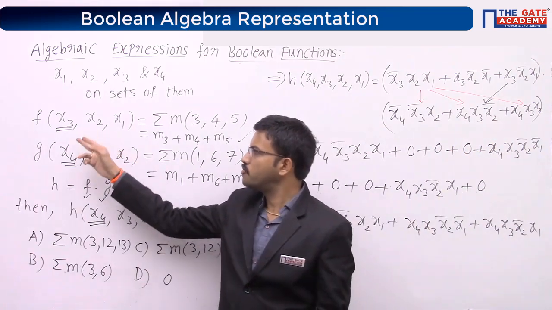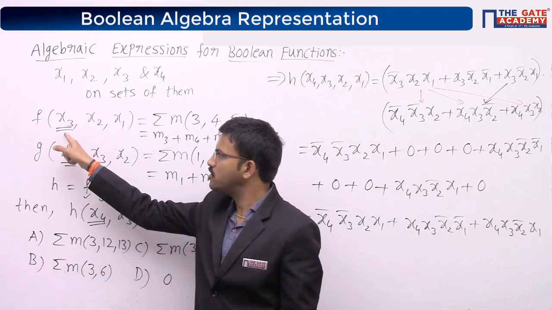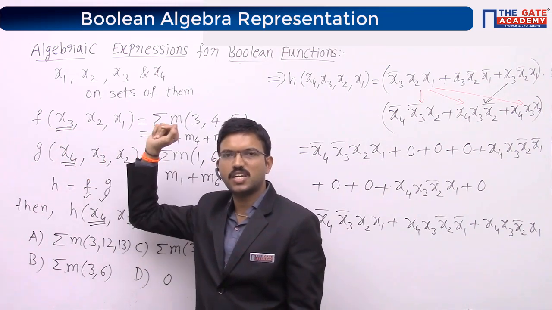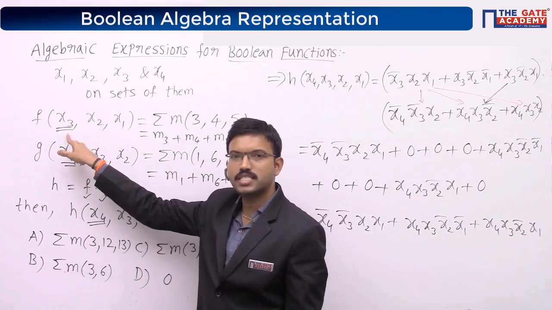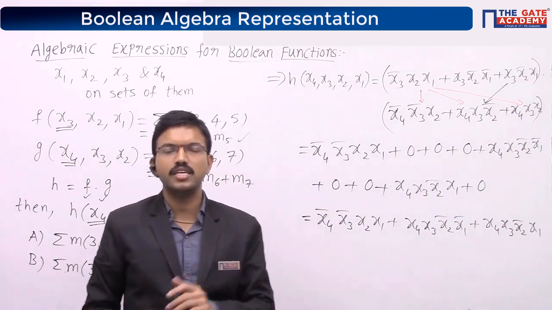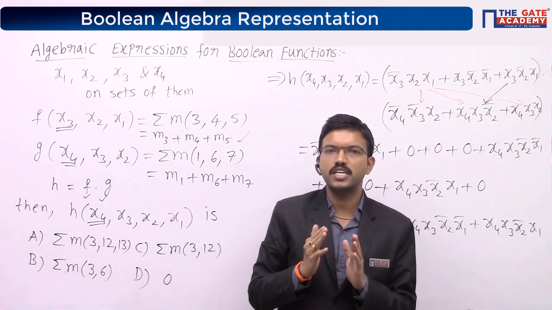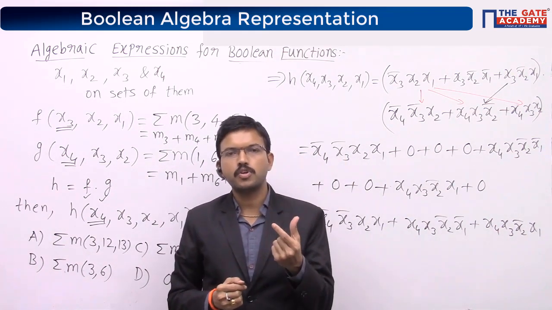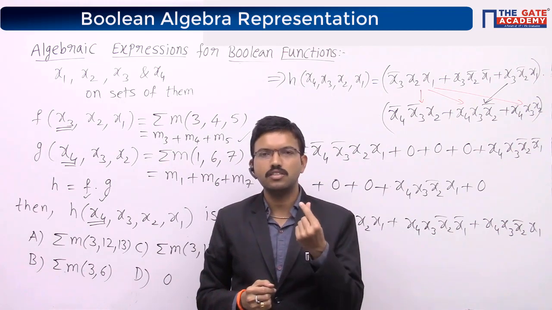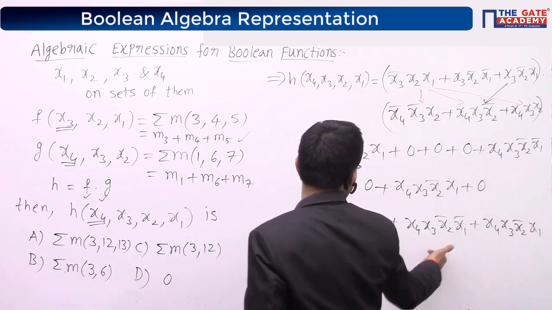When these two functions are defined on different variables, or even the moment your MSB is changing, right? Here MSB is x3, here MSB is x4. You may or may not get the equivalent value is 0. We cannot specify. Whatever the properties of Minterms we have defined, those properties will be valid when you are considering the two functions defined on the same variables. Okay, so here we are getting like this.